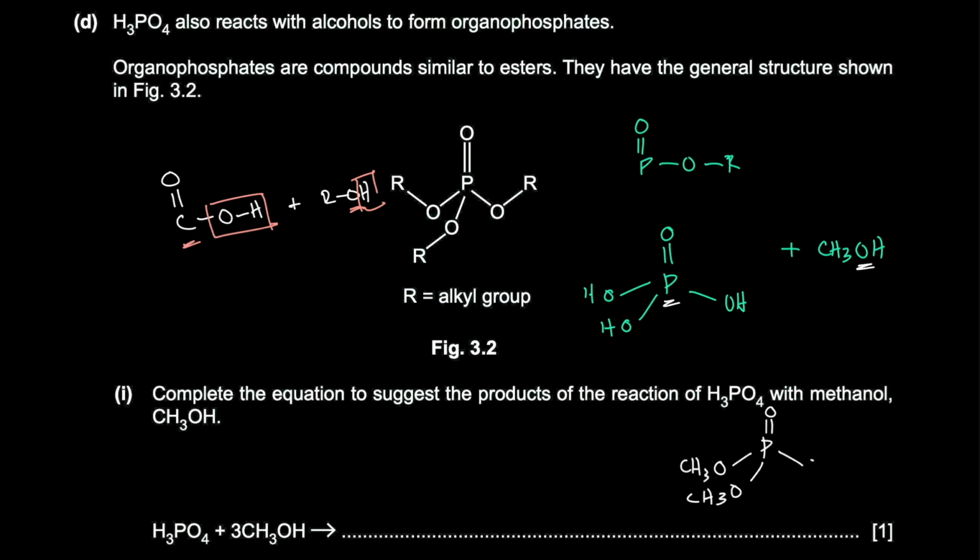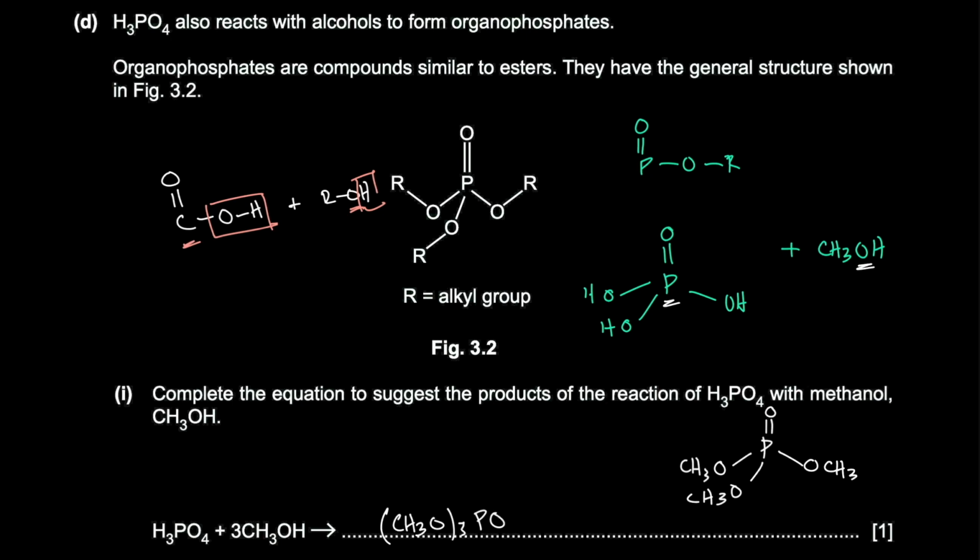And then again, oxygen bonds to the phosphorus, so we have OCH3. Okay, we have to write the equation for this reaction. So what do we end up getting? We have 3 of these CH3Os, right? We have CH3O thrice bonded to this phosphorus, so PO.